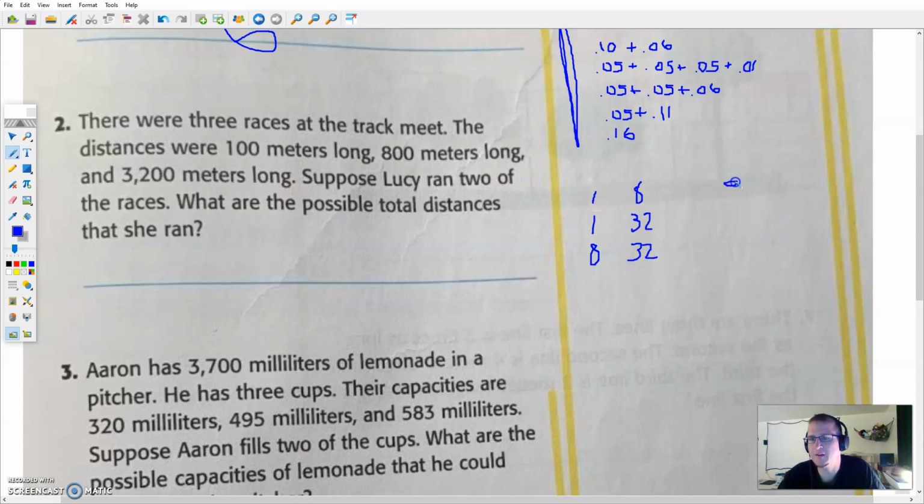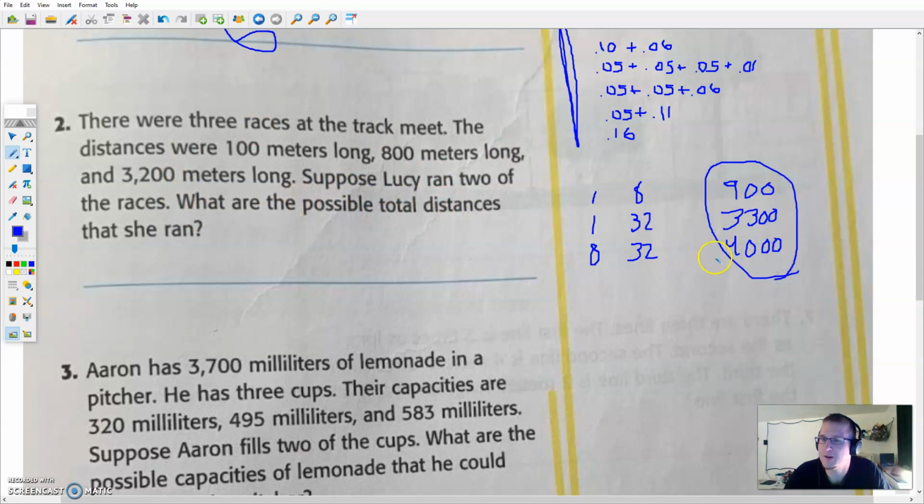Well, 100 and 800 would be 900. 100 and 3,200 would be 3,300. And 800 and 3,200 would be 4,000. Okay? Keeping this in an organized list like this, almost like a chart, is what makes this easier for me to understand. So what are the total possible distances she could have run? Right there. 900 meters, 3,300 meters, and then 4,000 meters.